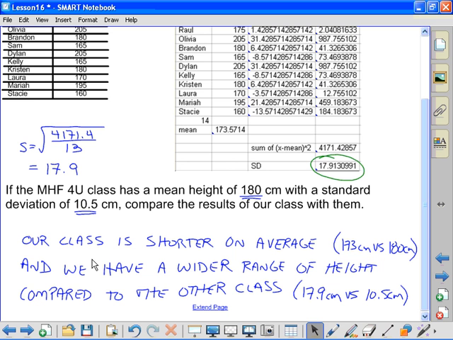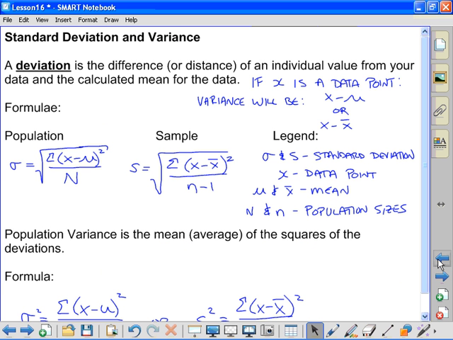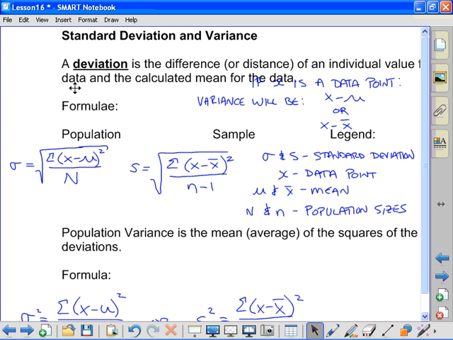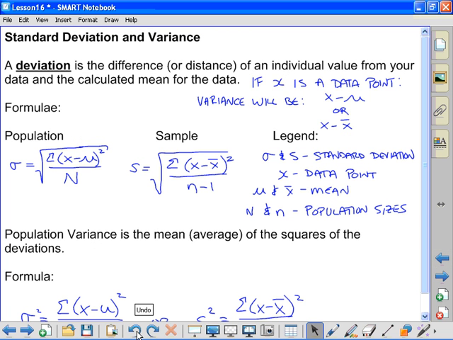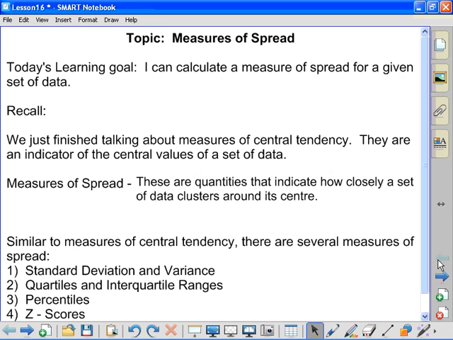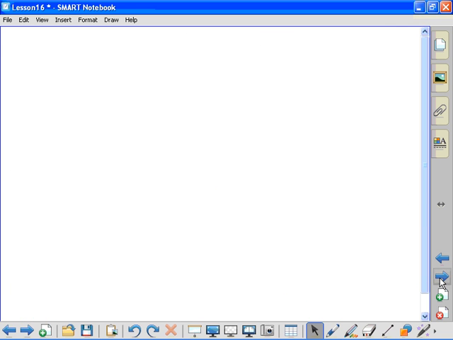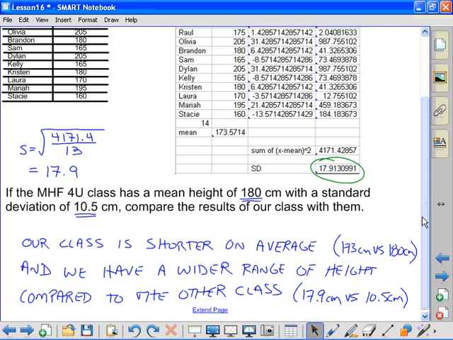Just remember, if we go back a couple of slides, the standard deviation is the calculated mean for how far away our data is from that central point. So we're measuring how closely our data clusters around the center. When we look at that example comparing the two classes, Ms. Caldwell's class of 10.5 centimeters means that the heights of the people in that class are more uniform, or closer to being the 180, whereas ours, we have almost an 18 centimeter variance when we're comparing it to our class average.